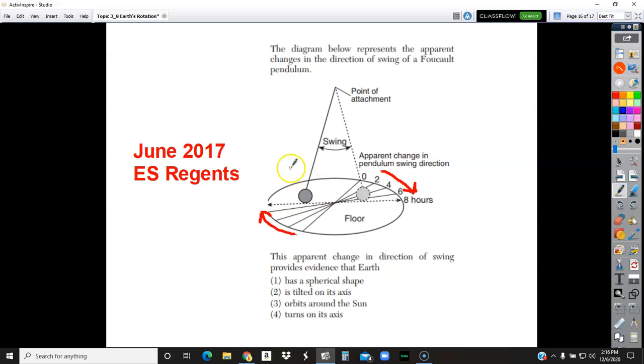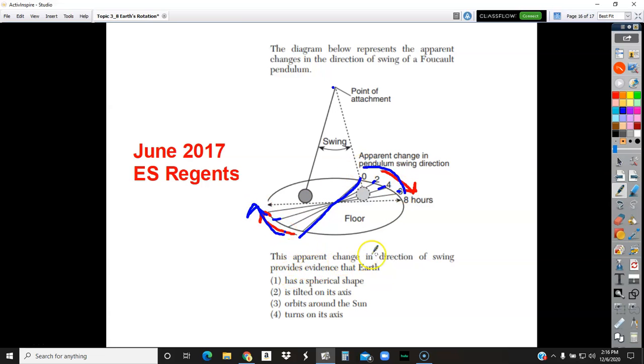Here's another one from June 17. Diagram shows, again, changing path of a Foucault pendulum. It's attached up at the ceiling, so that's what makes it freely swinging. And then you see after 0 hours, when it first started, it was here. 2 hours, again, it's going clockwise, so it was here and here. 4 hours here and here. 6 hours here, 8 hours, etc. So it keeps rotating in that clockwise direction.